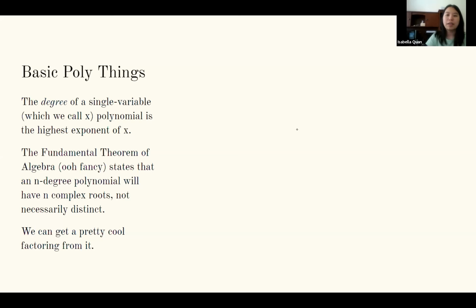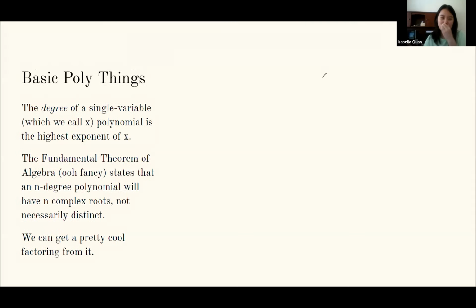So let's just talk about some basic polynomial things. Hopefully everyone should be pretty comfortable with these. If not, that's also okay. So everyone knows what a polynomial is. It's going to be a function that is entirely in a single variable.